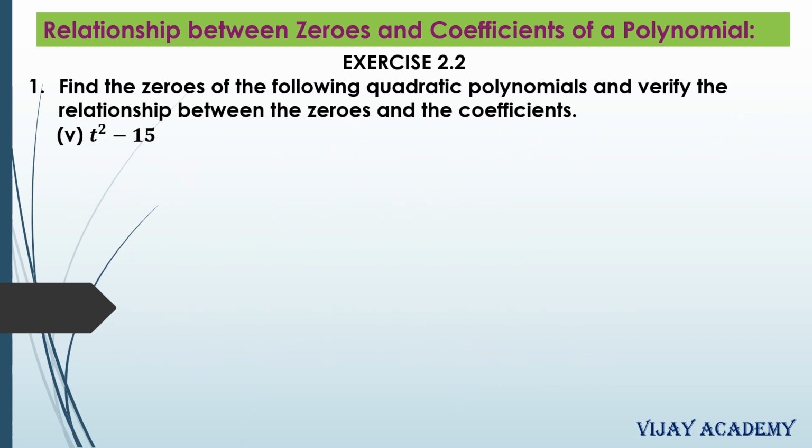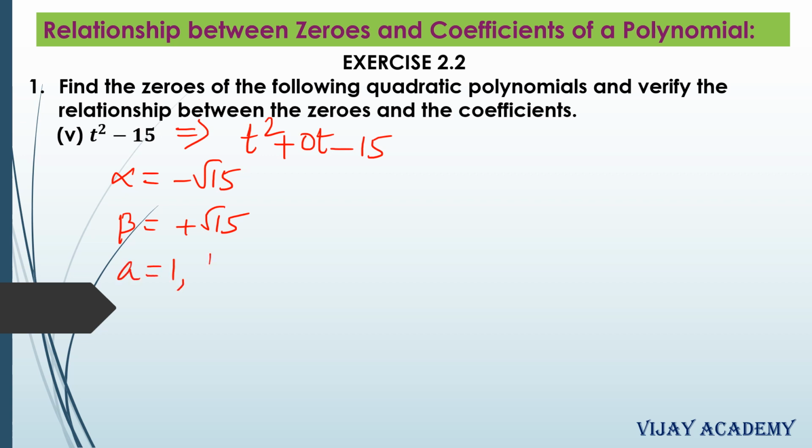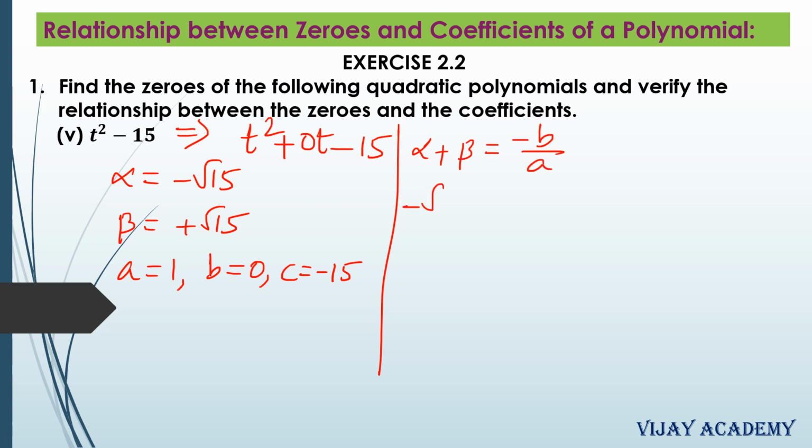So alpha is minus root 15 and beta is plus root 15. Now write this in the standard form. The standard form is t square plus 0 times t minus 15. Now a value is 1, b value is 0, c value is minus 15. The first relation is alpha plus beta equals minus b by a. Alpha is minus root 15 and beta is plus root 15, and minus of b value is 0 and a value is 1. So minus root 15 and plus root 15 becomes 0, and the RHS also, 0 divided by 1 is 0. So the first relation is verified.